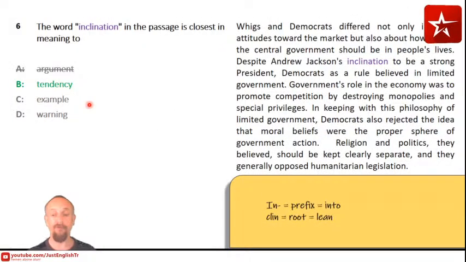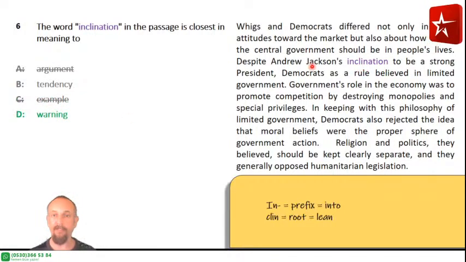So B looks good. Example again, inclination, example, into. X means out of. You know, it's got the opposite meaning. So from a prefix point of view, I'm going to say C is incorrect. But even if we put it back in the sentence up here, despite Andrew Jackson's example to be a strong president, doesn't really work. Example is a noun. Well, tendency is a noun too, but yeah. And then we have warning.